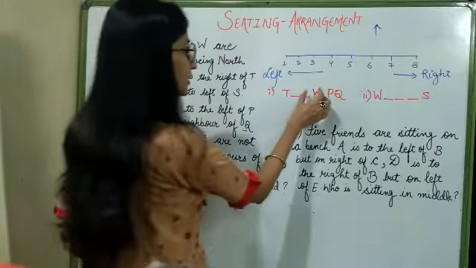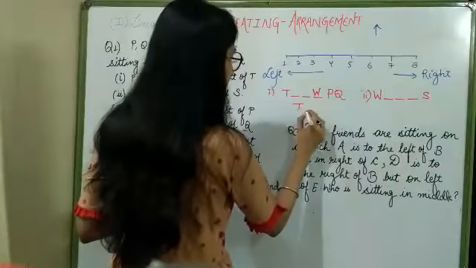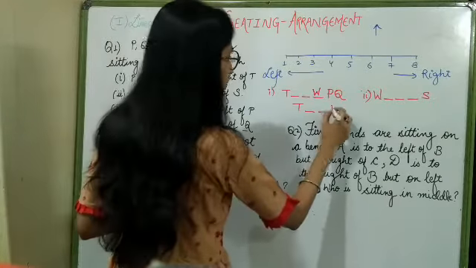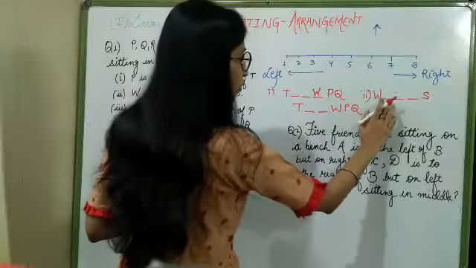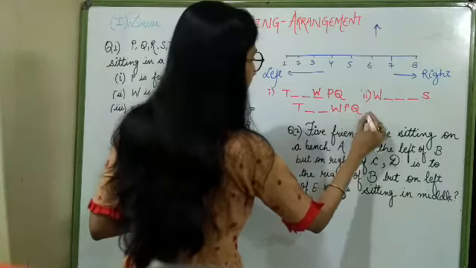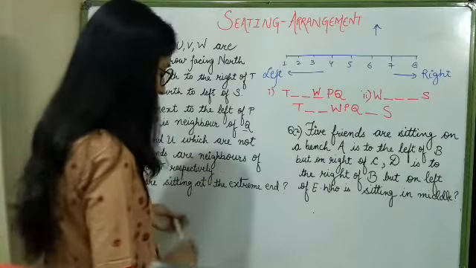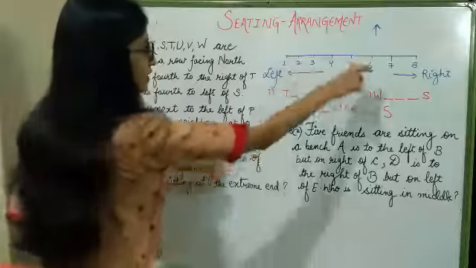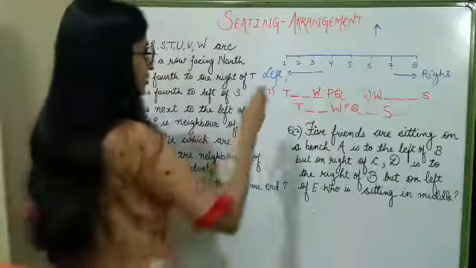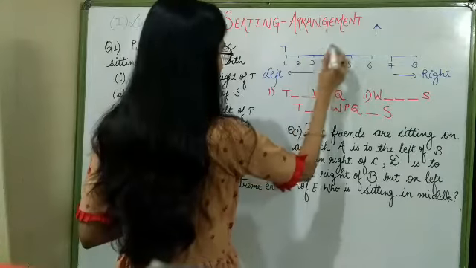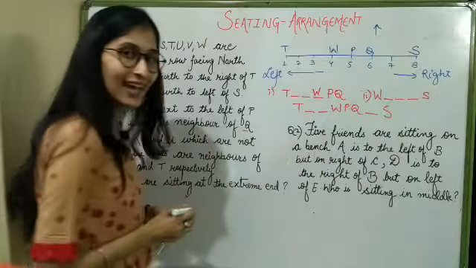Now see, W is here, W is here. I can merge these two. So it will be T, 2 spaces left, W, P, Q. After W, 1, 2 and 3, the position of S will be there. So from here I can fill in this 1, 2, 3, 4, 5, 6, 7 and 8. So it will be T, blank, W, P, Q and S.